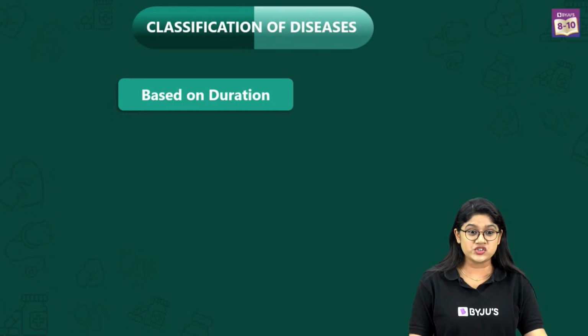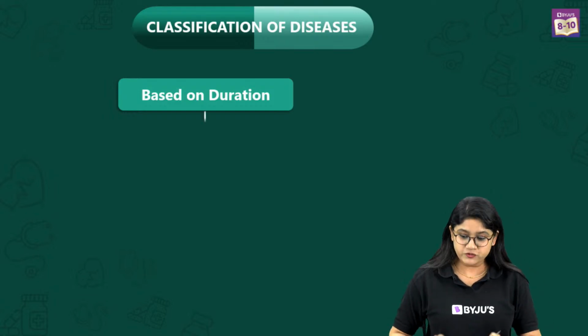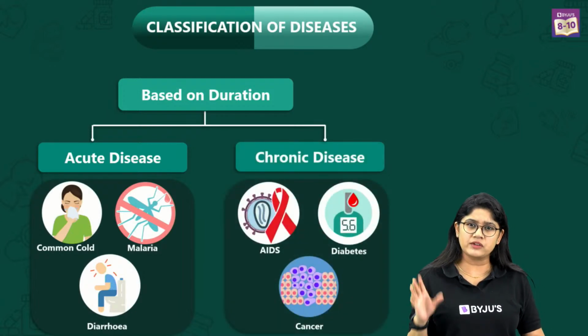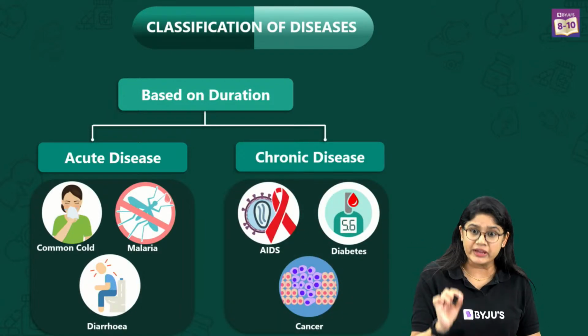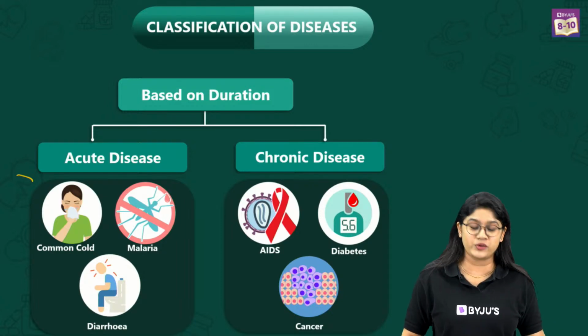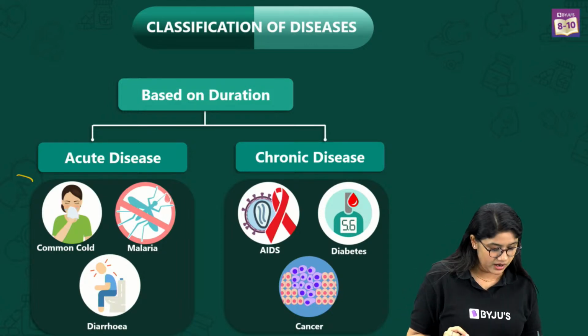Yes, I can see the answers. Yes, you're absolutely correct. There are two different types. Of course, we have the acute diseases that will be there in the body for a shorter time and will not be affecting the working of the body, right? And of course, we have a few examples over here. We have common cold, malaria and diarrhea.